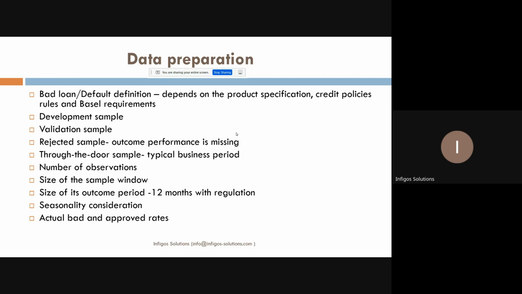Sample window means observation window. An observation window means during that you have some status. Based on the status of these variables, you do the prediction for the next 12 months, based on the outcome in the next 12 months. Okay, this is what a scorecard is all about.